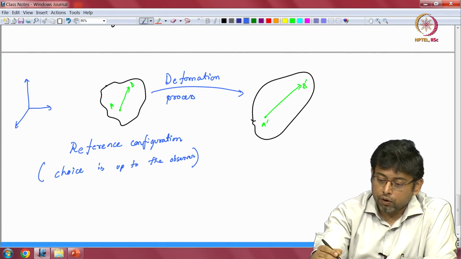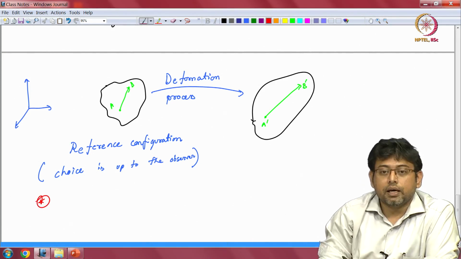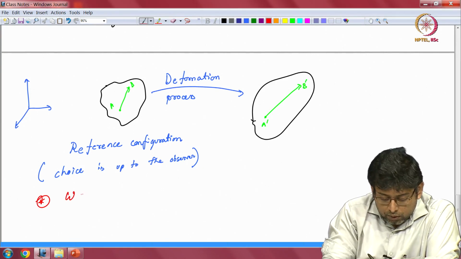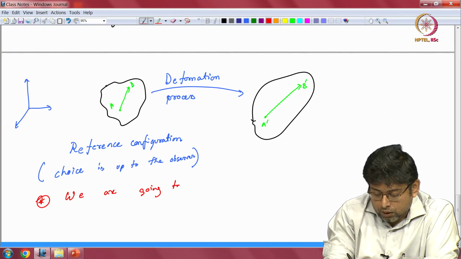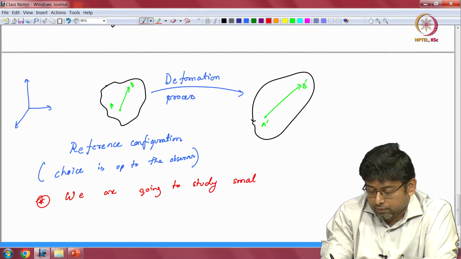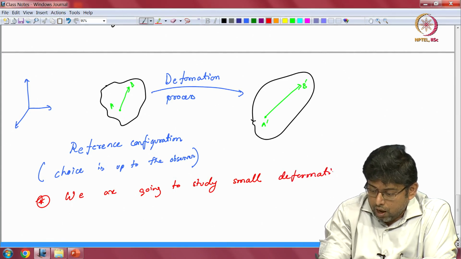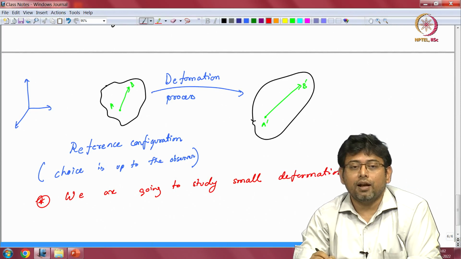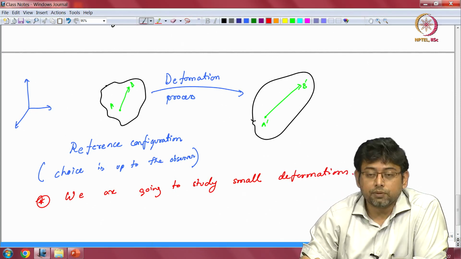Now we are also going to do another thing. We are going to put a star mark and say we are going to study small deformations. What do I mean by small? Well, we'll see what I mean by small. We'll be able to apply some Taylor series expansions here.